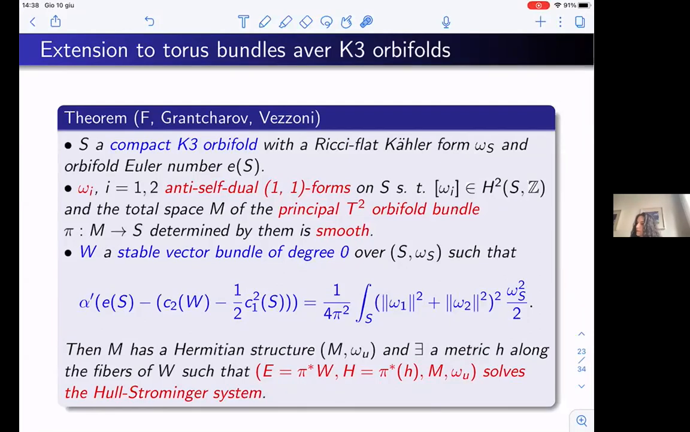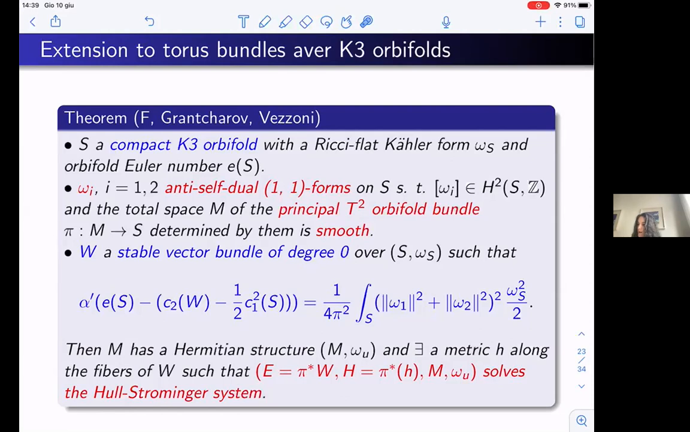Then if we consider a stable vector bundle of degree 0, be careful that the stability depends on the choice of metric. This stability in the Kähler case was generalized by Li and Yau in the context of conformally balanced metrics. It makes sense also for orbifolds that have mild singularities, by a paper by Simpson. And then we assume that the Chern classes c2 of W and c1 squared satisfy exactly this relation. This is very similar to what Fu and Yau had. Then just taking the pullback of W and the pullback of the metric, we find a solution of the whole Strominger system.